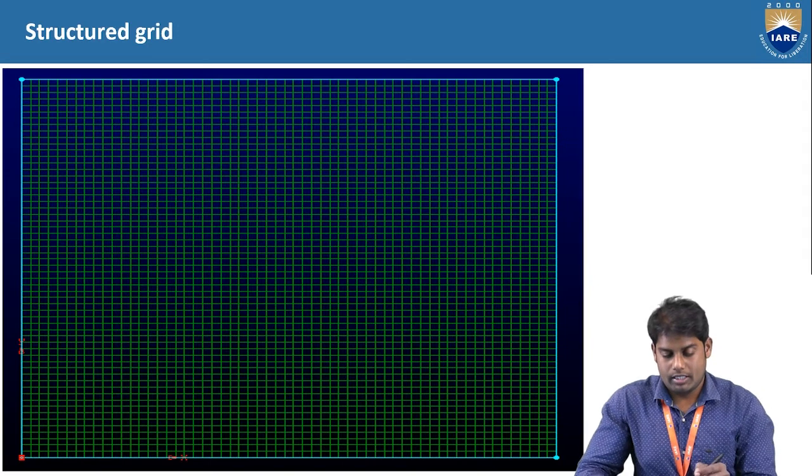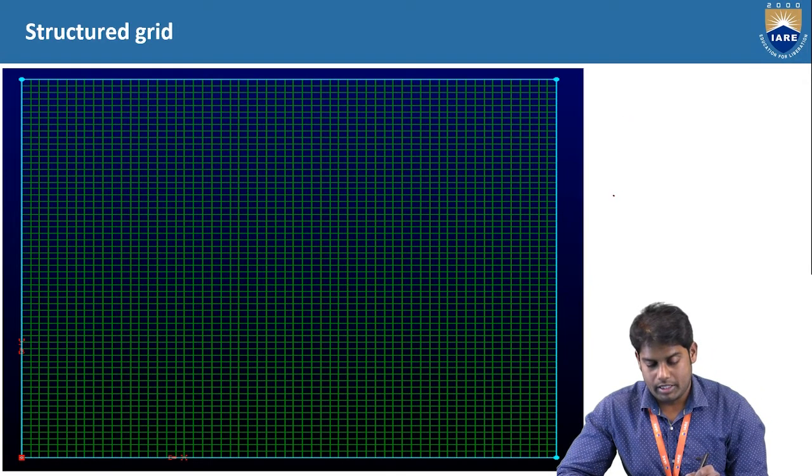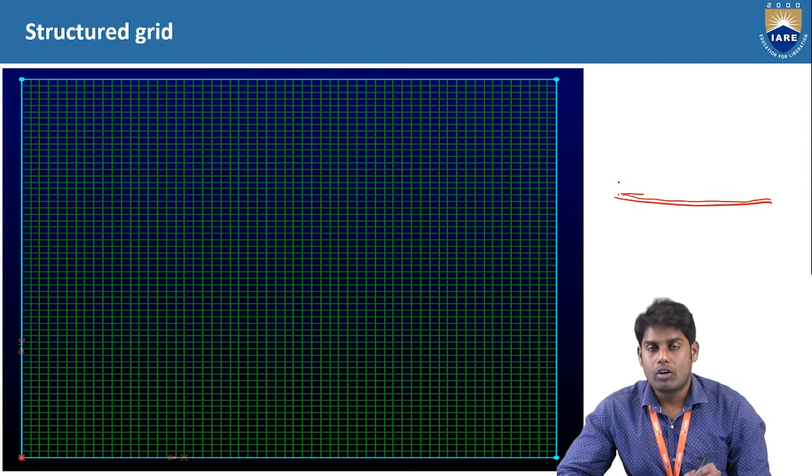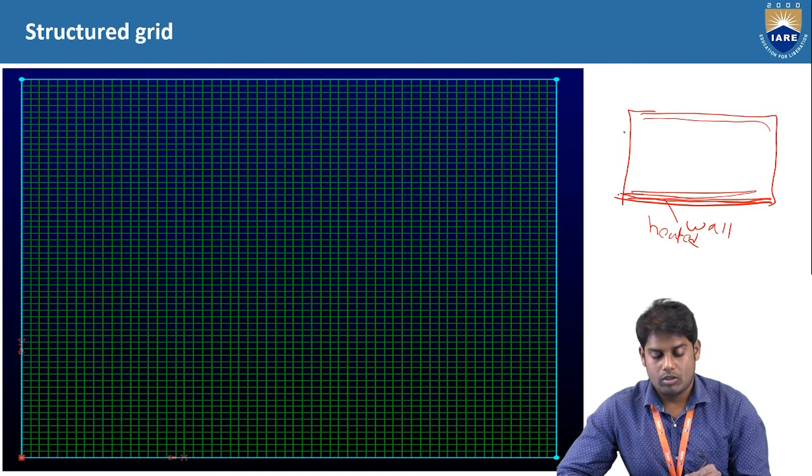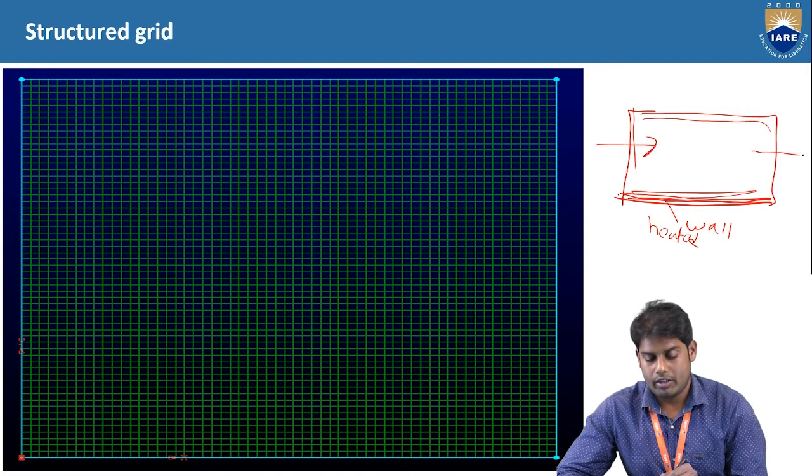So let us consider a domain. Let's consider flow over a flat plate. Let's say this is a heated flat plate. You want to see what is happening around this flat plate, so you need to create a domain. Here you can see this bottom part is called wall, a heated wall, let's say. Fine. So here you have inflow and here you have outflow.